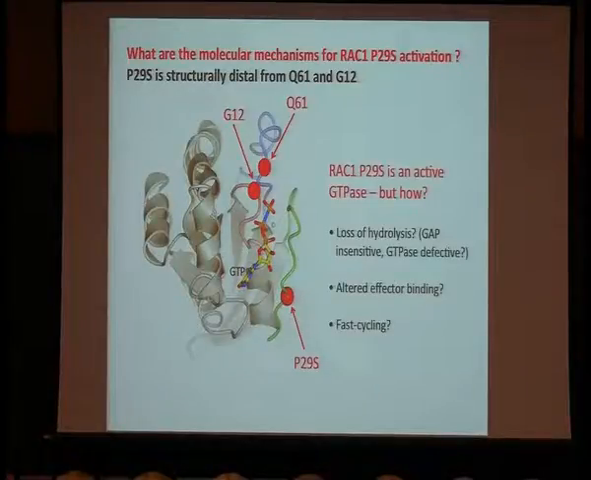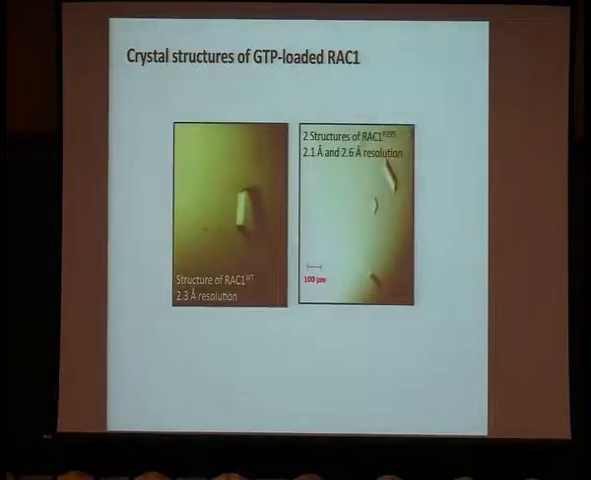So we wanted to ask the questions, is this an active GTPase, but how? Is it potentially because of loss of hydrolysis? Is it GAP insensitive, GTPase defective? One would intuitively think maybe that's not the case, and we wanted to show that. Is there altered effector binding? That's potentially something that could be interesting. Or could it be a fast cycler? So could it be a GTPase that has increased cycling, which has been shown to be oncogenic for CDC42?